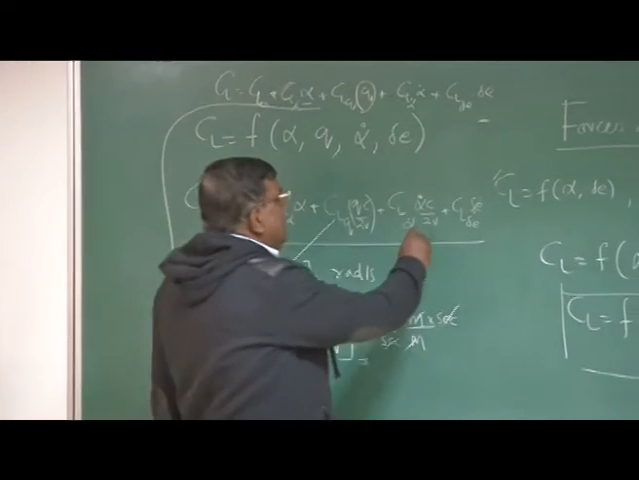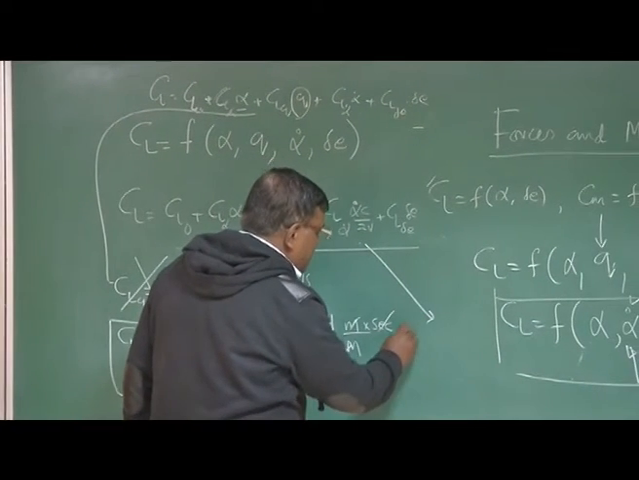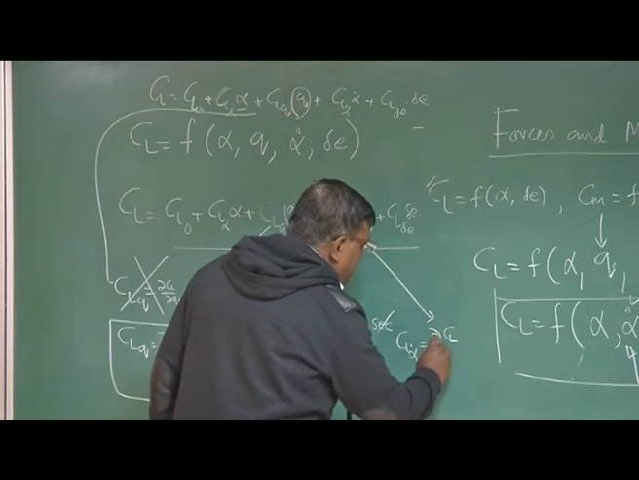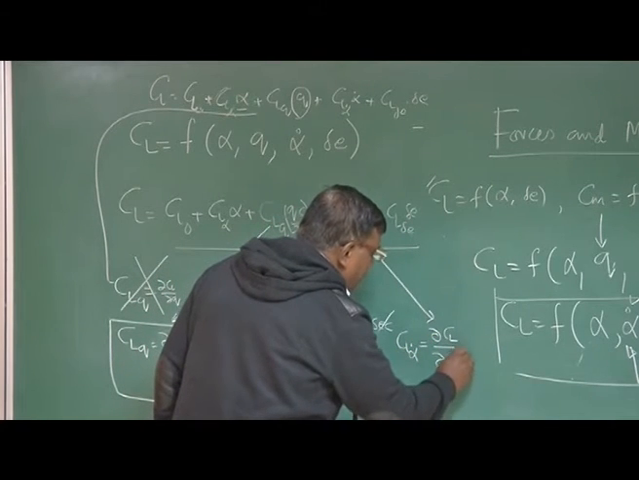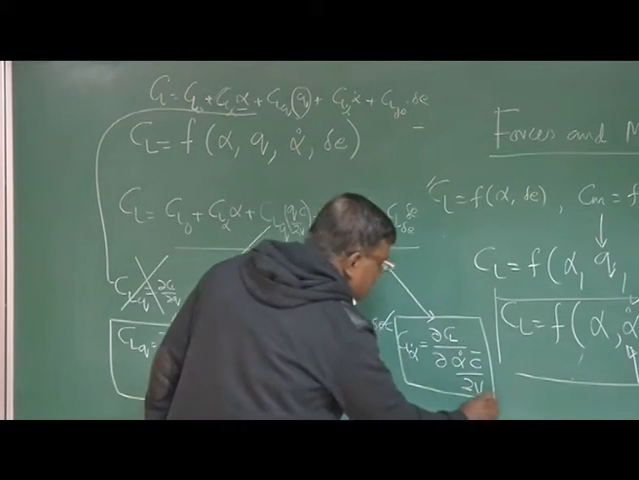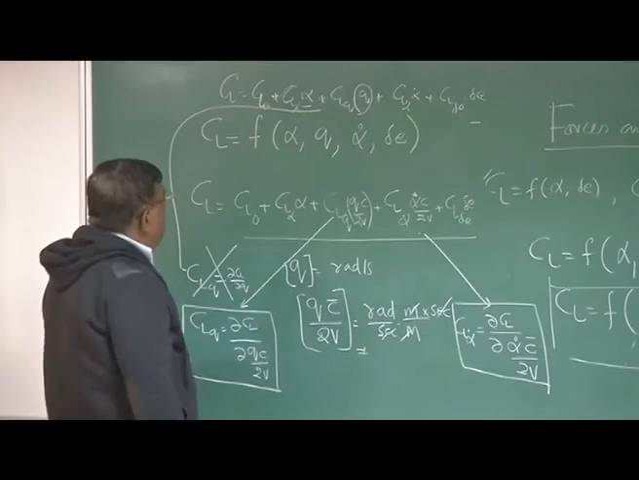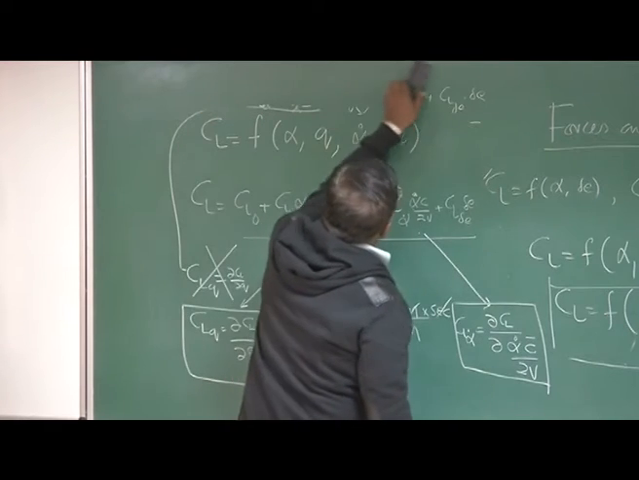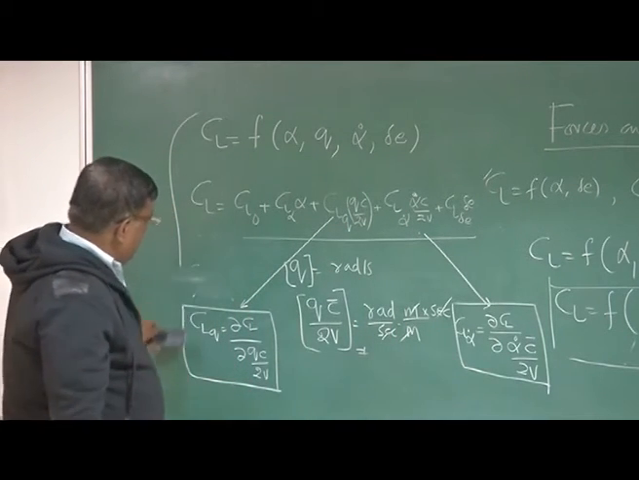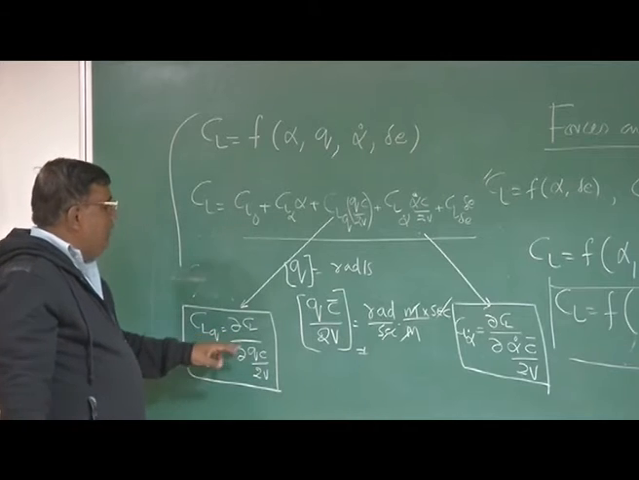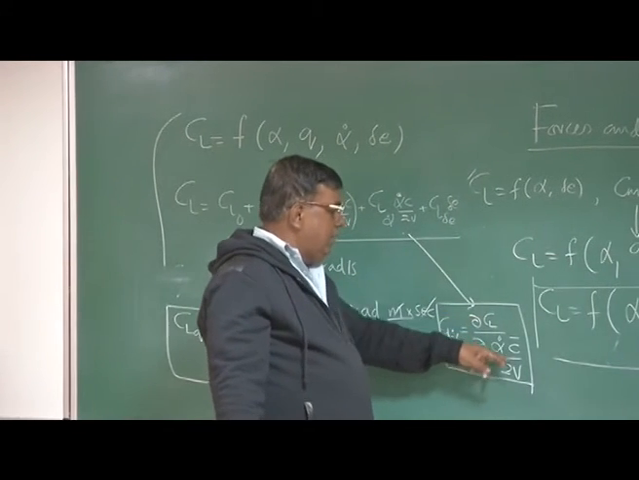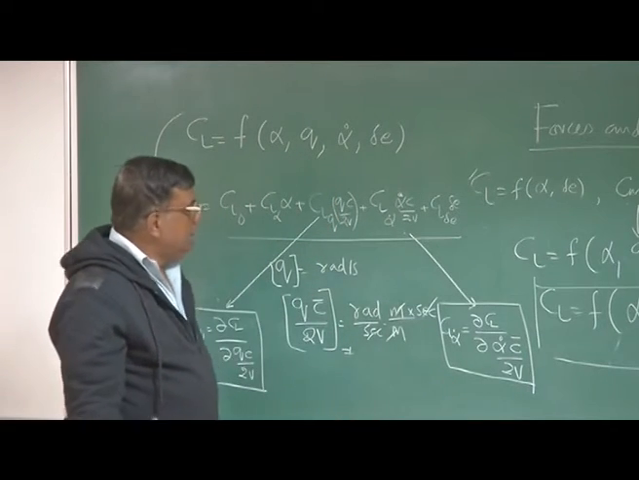Similarly, what is CL alpha dot? CL alpha dot will be dCL by d(alpha dot C bar by 2V). Please note this down. Again, this has been made non-dimensional. So we are defining CLQ as dCL by d(QC by 2V), and CL alpha dot as dCL by d(alpha dot C by 2V). This should be clear.